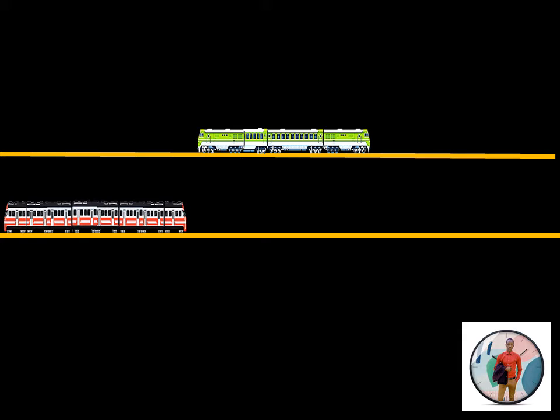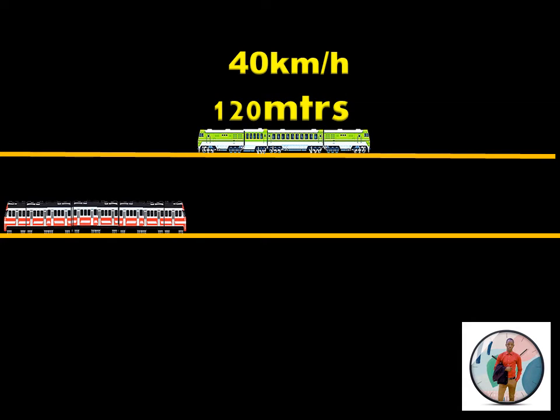Let's talk about the speeds of these individual trains. The speed of the green train is 40 kilometers per hour, and its total length, let's give it 120 meters. So the green train is moving at 40 kilometers per hour, and it's also 120 meters long.